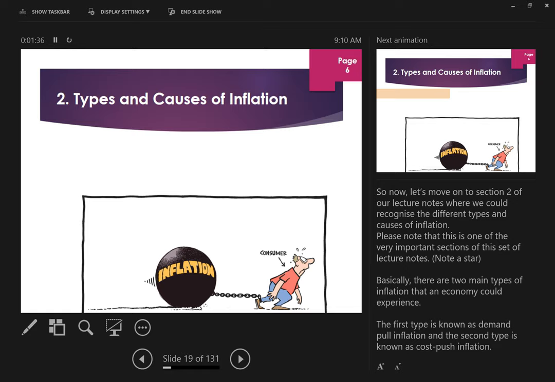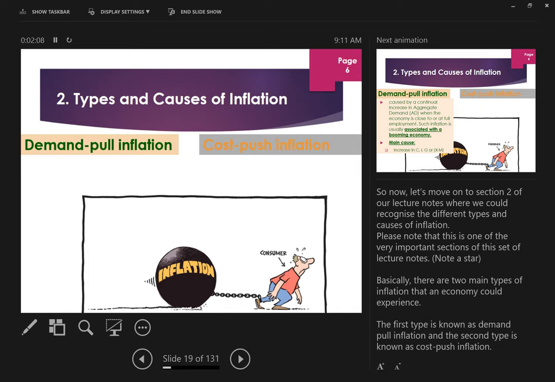This section of the lecture notes is important, because for you to understand what inflation is and whether inflation is good or bad, it's important for us to understand the different types and causes of inflation. There are two main types of inflation that an economy could experience. The first type is what we term as demand-pull inflation, and the second one is what we call cost-push inflation.